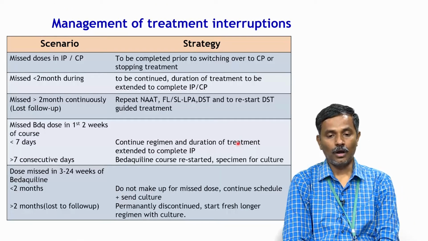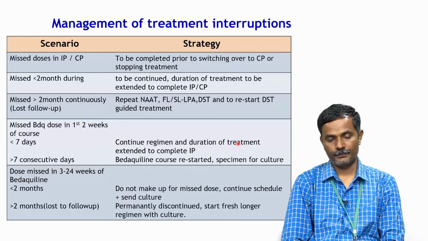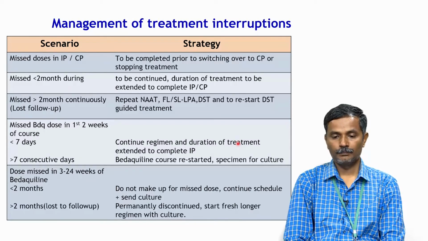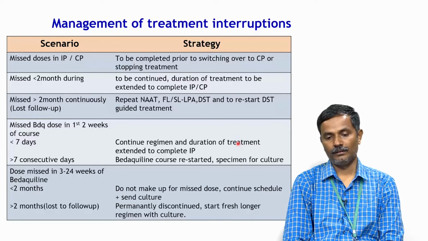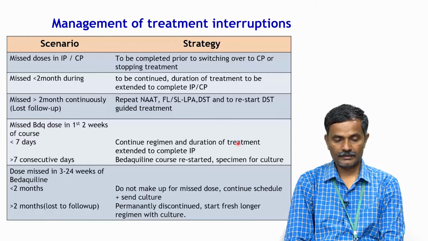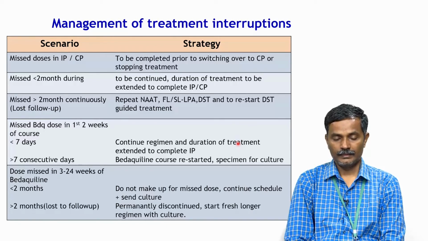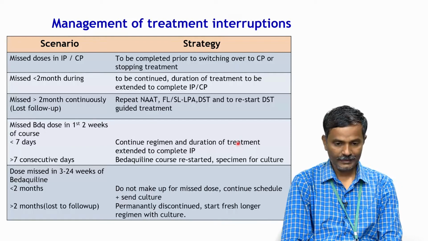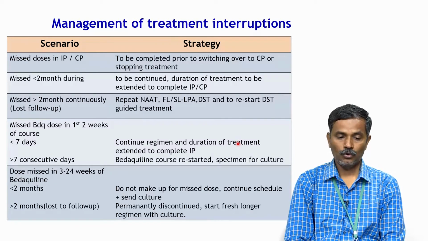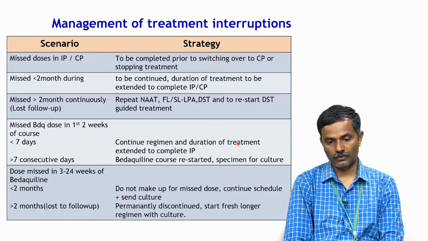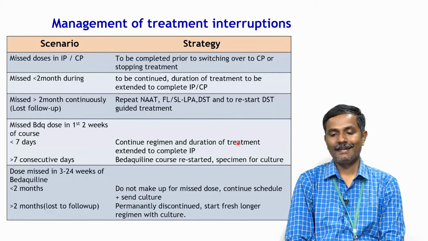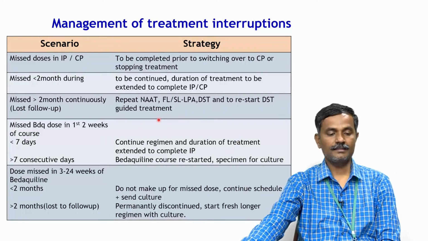So how to manage treatment interruptions? Suppose there are any missed doses in the IP or CP, they should be completed prior to switching over to CP or stopping the treatment, only the missed doses. If missed for less than 2 months, the regimen is to be continued and the duration of treatment extended to complete the IP or CP. If missed for more than 2 months continuously, that is lost to follow-up, do a repeat evaluation with the NAT test and first line, second line LPA, DST, and restart DST-based treatment.